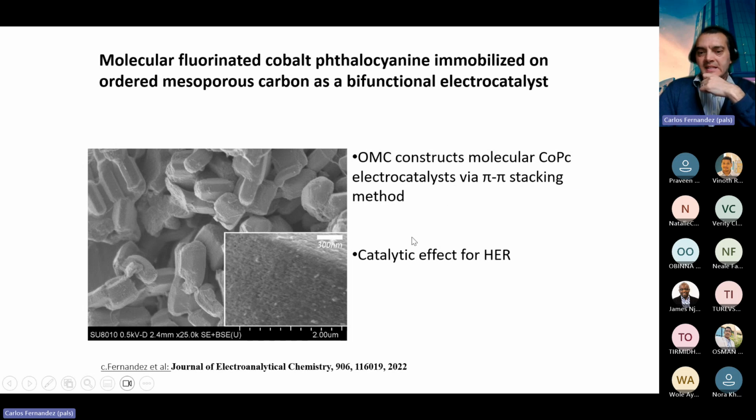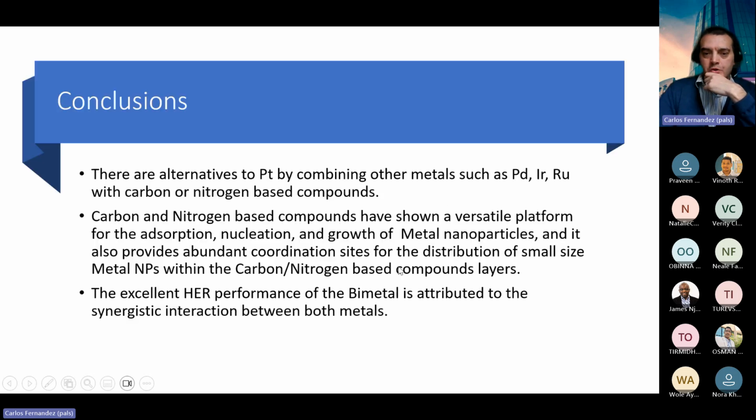Okay, and this is again the catalytic effect for the hydrogen evolution reaction. Some of the conclusions we mentioned about platinum, and how we can try to reduce the number of metals in the systems. The only problem, we said, is the critical raw materials. So we have tried to combine with different materials, and in particular to look for carbon and nitrogen based compounds.